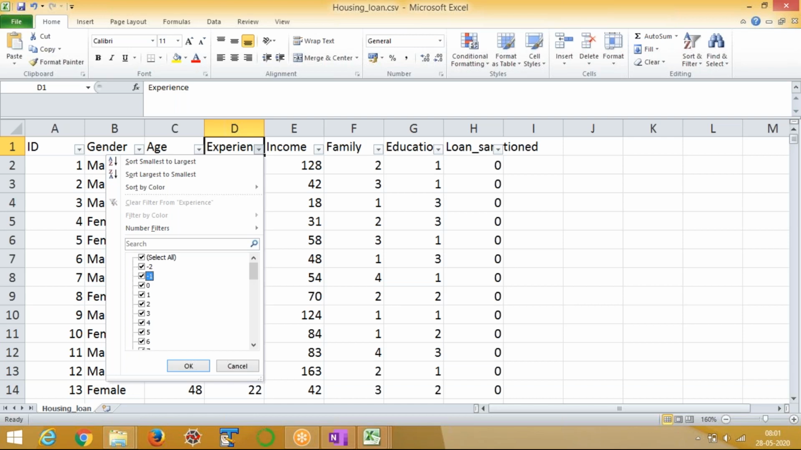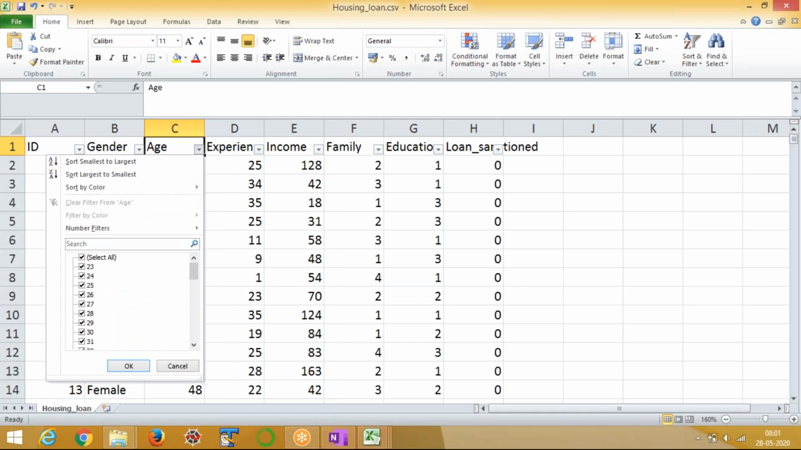If I take age also, here I don't have negatives. But let's imagine if age contains -23 years, will you agree with that? You're not going to agree, right? Because -23 doesn't make any sense. That means something is wrong in the data like that. So you need to find out such wrong inputs also. That's why we'll cover the data cleaning section.